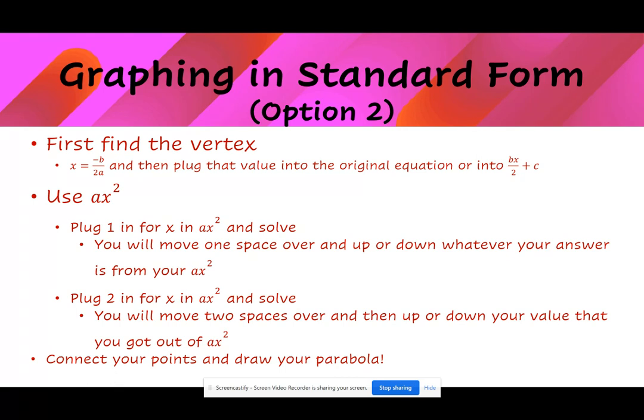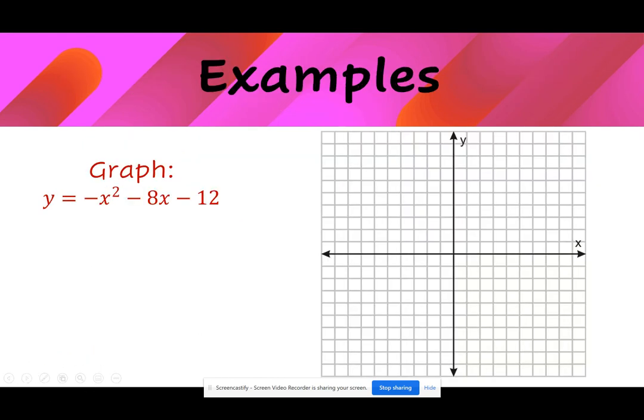Your second option, it's going to sound confusing, but when we do our example, it'll make more sense. So you have the same first step in both. You find your vertex and plug it in to find the y value and plot it. Then we are going to use our ax squared, so your first term of your ax squared plus bx plus c, and you'll plug in 1 and 2 and see what you get. So you'll move 1 space to the left and right of the vertex, and then up or down whatever value comes out of here. Then 2 spaces to the left and right, and up and down whatever value comes out. So I know that sounds confusing, so let's just go through this.